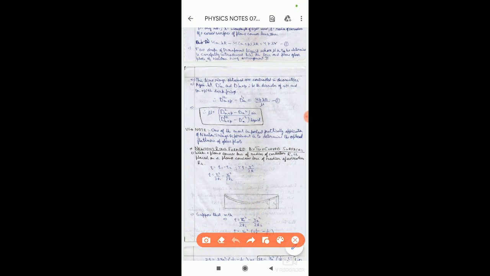You know, refractive index μ is the ratio of velocities. So note that one of the most important applications of the Newton's ring experiment is to determine the optical flatness of a glass plate. Very simple question.